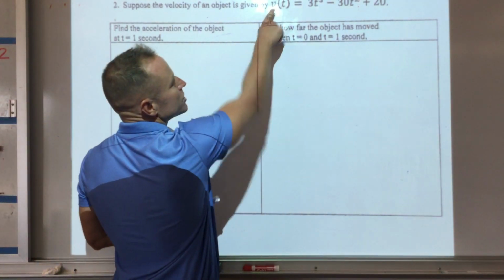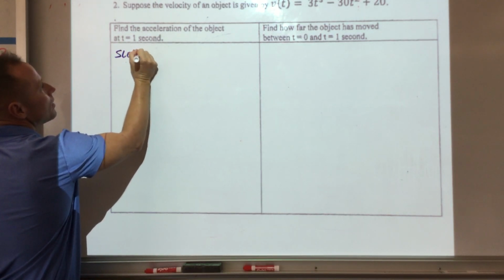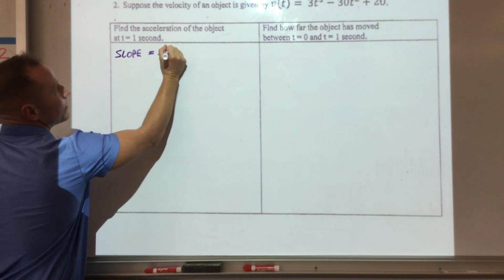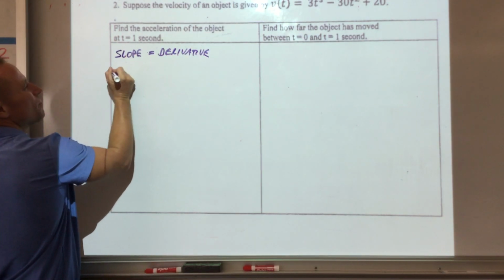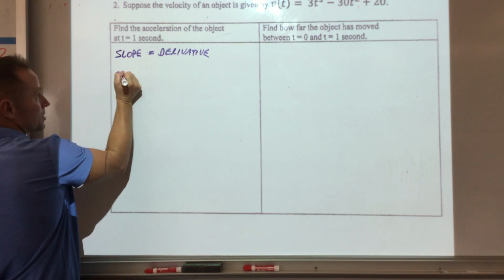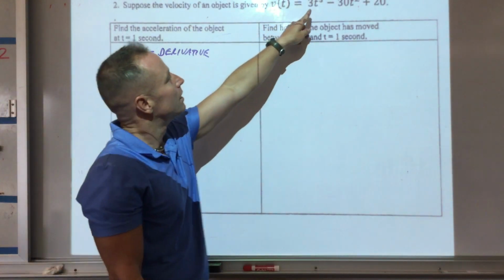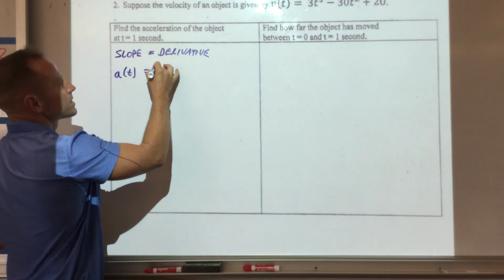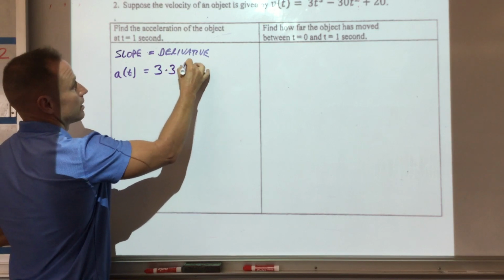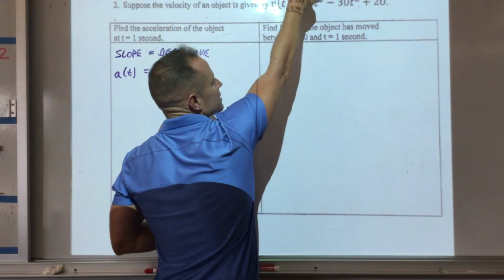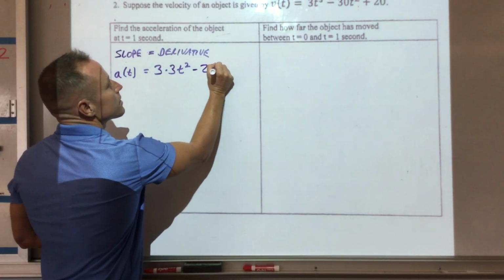Well, that's the rate of change of velocity, so it's going to be the slope. So the slope equals the derivative. Right, and the slope, by the way, is your acceleration function. So instead of just calling it the slope, it is going to be a of t. And let's take the derivative. So bring the 3 down. I'll go slow one more time. 3 times 3t squared. Right, I just brought the 3 down in front. So 3 times 3t squared. Minus 2 times 30t.